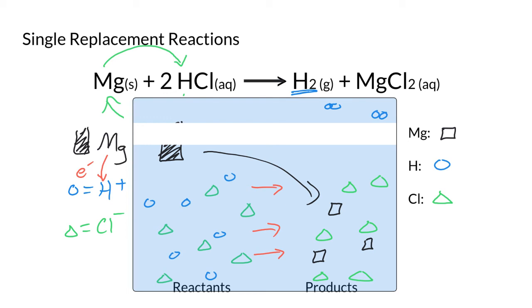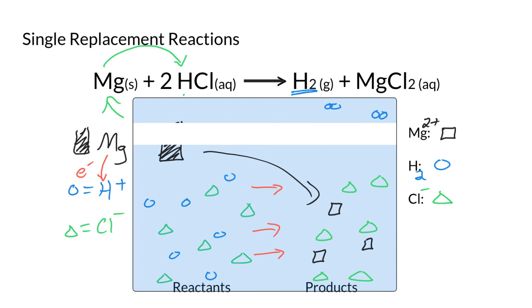Now in our products, we have neutral hydrogen, H2, but our magnesium is now Mg2+, because the electrons that the neutral magnesium had in our reactants go to hydrogen in the product. The positive charge that hydrogen has is now on the magnesium. And the chlorines are still negative. It doesn't change at all. That's how single replacement reactions work.